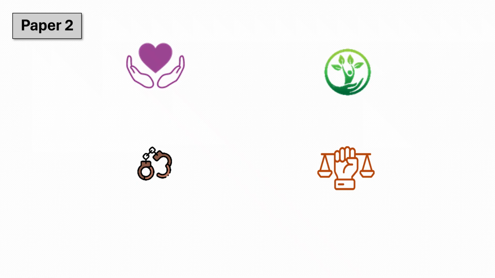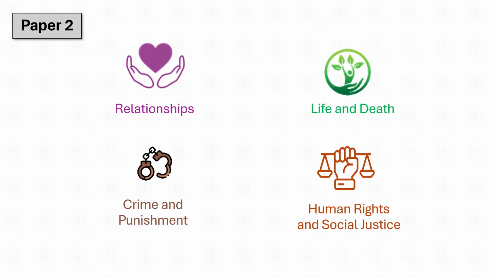Paper 2 is what we call the themes paper. And the themes we look at are relationships, crime and punishment, life and death, and human rights and social justice. So that's where we get into the nitty gritty of the topics that are important in the world today. So looking at wealth and poverty, abortion, relationships, marriage, divorce, etc., and crime and punishment.